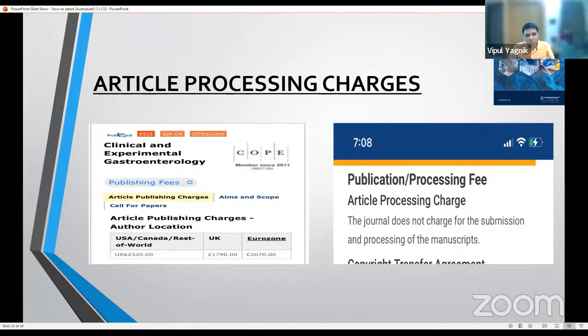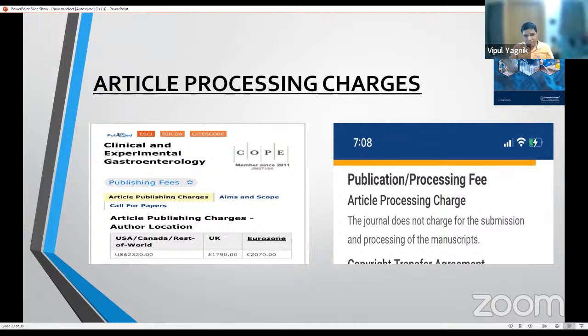The other thing to mention is whether article processing charges are there or not. Here I have given two examples. First, you can see the example of Clinical and Experimental Gastroenterology. The charge is too high for us because it is almost 2300 US dollars. But if you see the quality, the journal is indexed in PubMed, indexed in ESCI, has SJR and CiteScore, means it is indexed in Scopus. So that qualifies the quality.